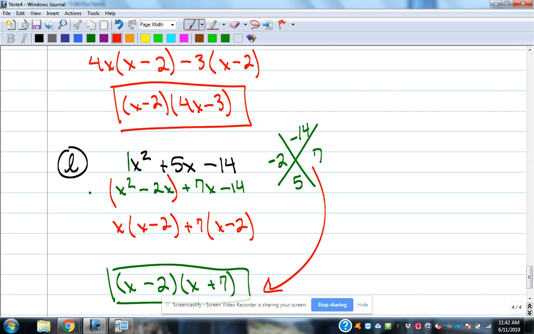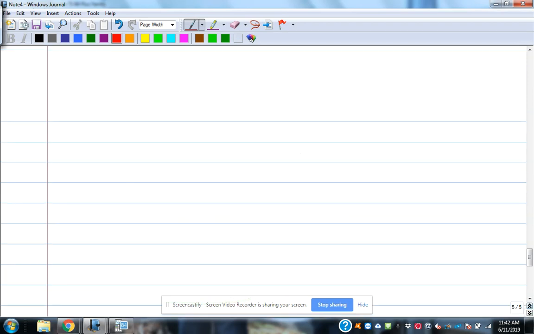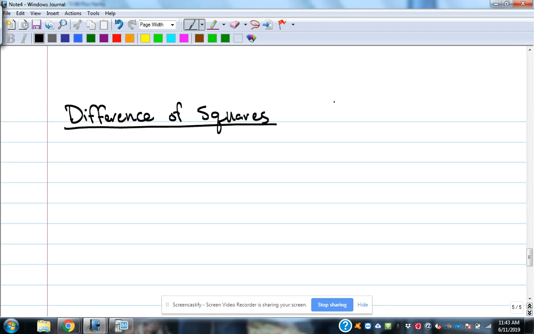So descending order, GCF we've done, grouping we've done, X method we've done, which involves grouping. So we've done those things. The next thing to look at is when there's only two terms in the problem. So we're going to look at the difference of squares first. So difference of squares. A difference of squares.